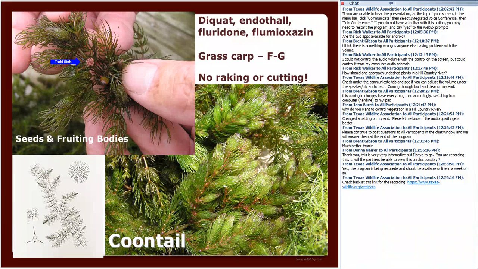Now, if you want to treat coontail, the effective herbicides are diquat, endothall, fluridone, or flumioxazine. Again, diquat's going to be your lowest cost option. And now, coontail is a species that probably could have been lumped with those 4 species on the previous slide, but the reason I do not lump it in with them is because of the grass carp. Grass carp are only rated as fair to good for control of this species.